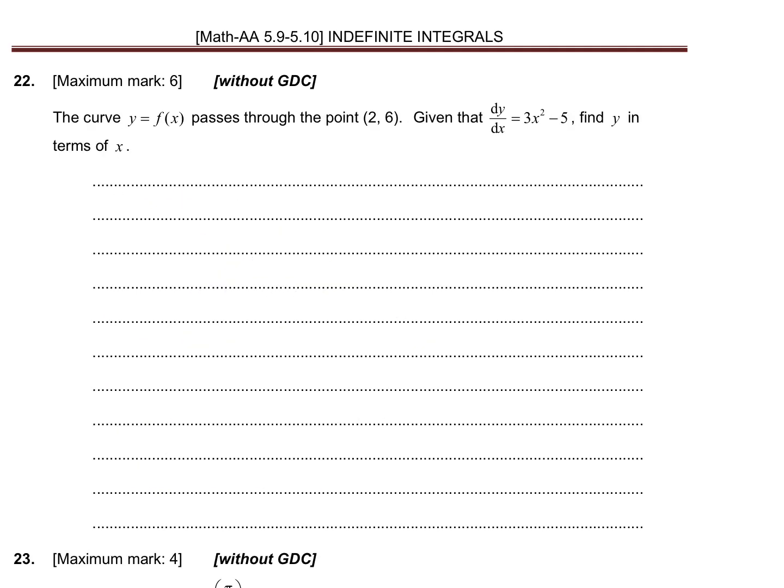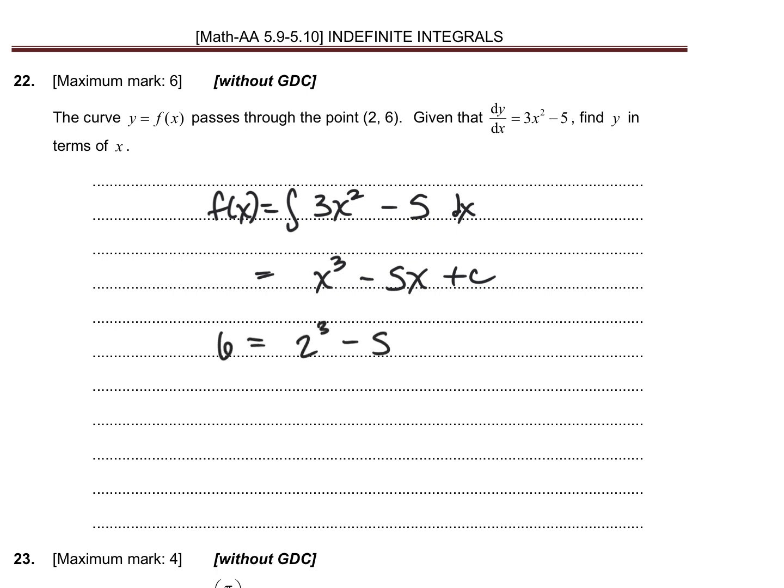All right, it passes through this point. Okay, so again, we want to integrate. So we're going to have x cubed over 3, so the 3's would cancel, minus 5x plus c. And we're going to have 6 equals 2 cubed minus 5 times 2 plus c. So 8 minus 10 is negative 2. Add it to the other side. C is 8. So we're going to have f at x is x cubed minus 5x plus 8.